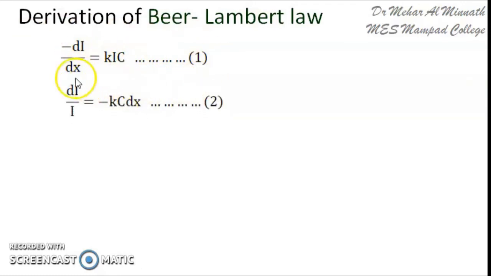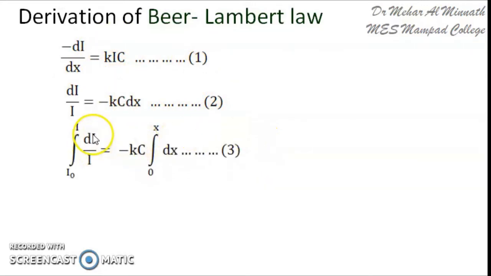Now you just rearrange this. You put I to the denominator on the left hand side. You get dI by I is equal to minus kc dx. You take dx to the right hand side and also the negative charge. Put it as equation 2.